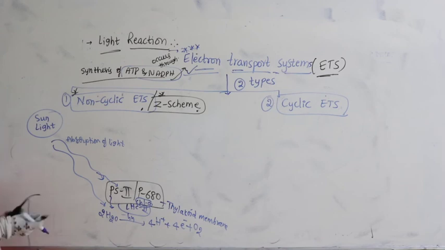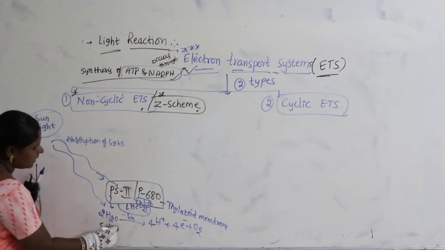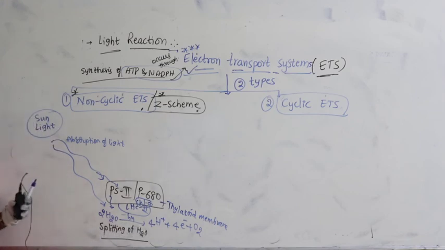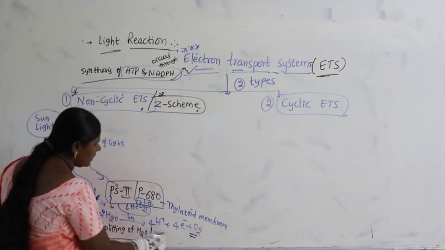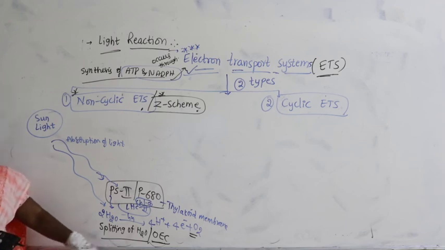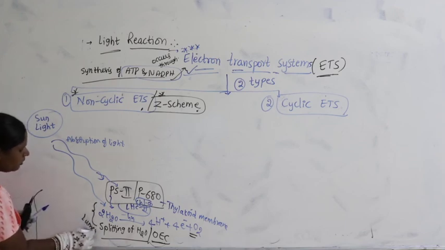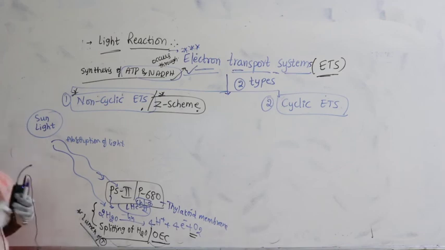What catalysts are needed for the splitting of water? As a result of splitting of water, oxygen is produced. That is why it is also called the oxygen evolving complex. Where does splitting of water, or the oxygen evolving complex, take place? Within the lumen of the thylakoids.